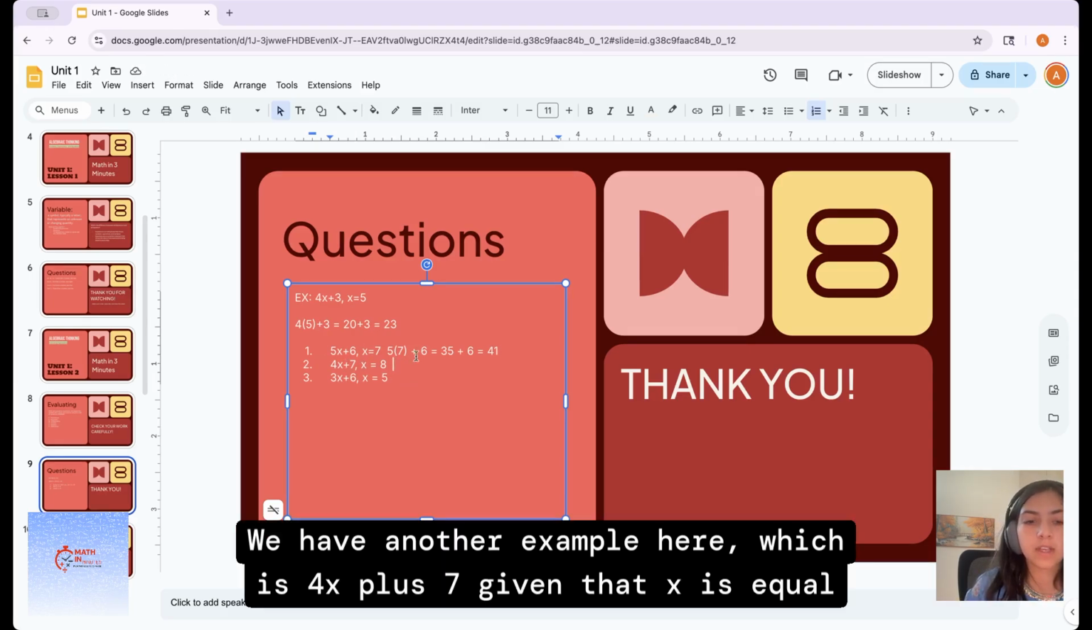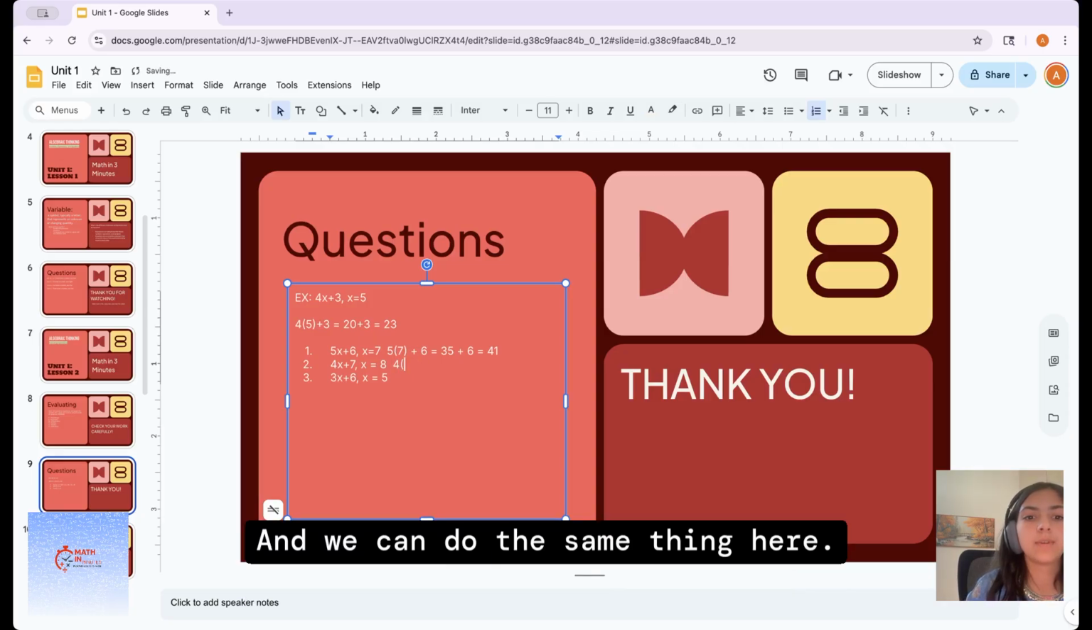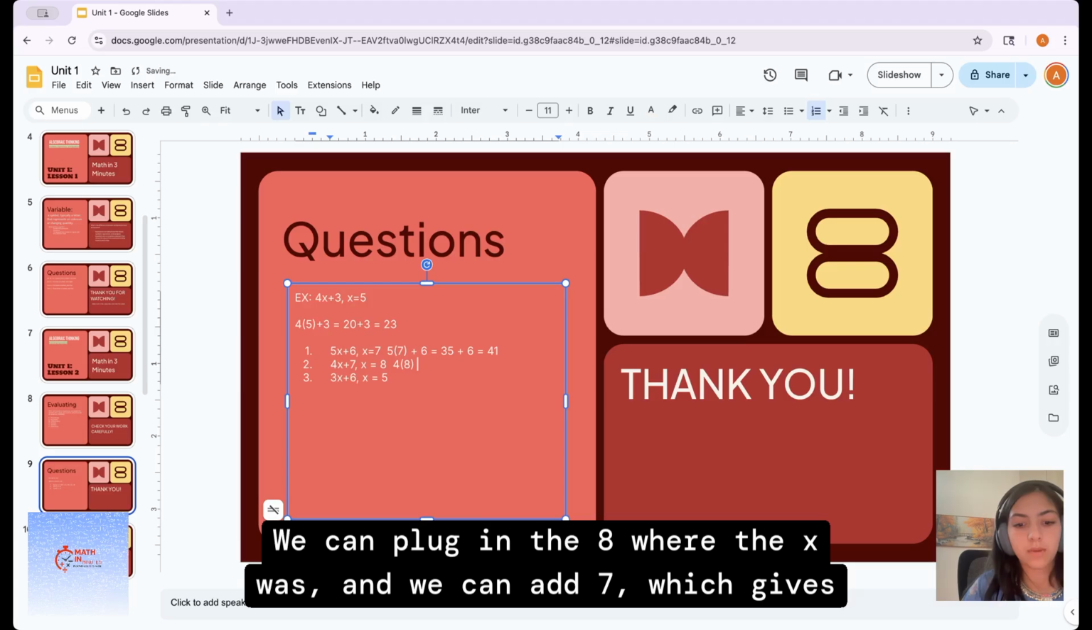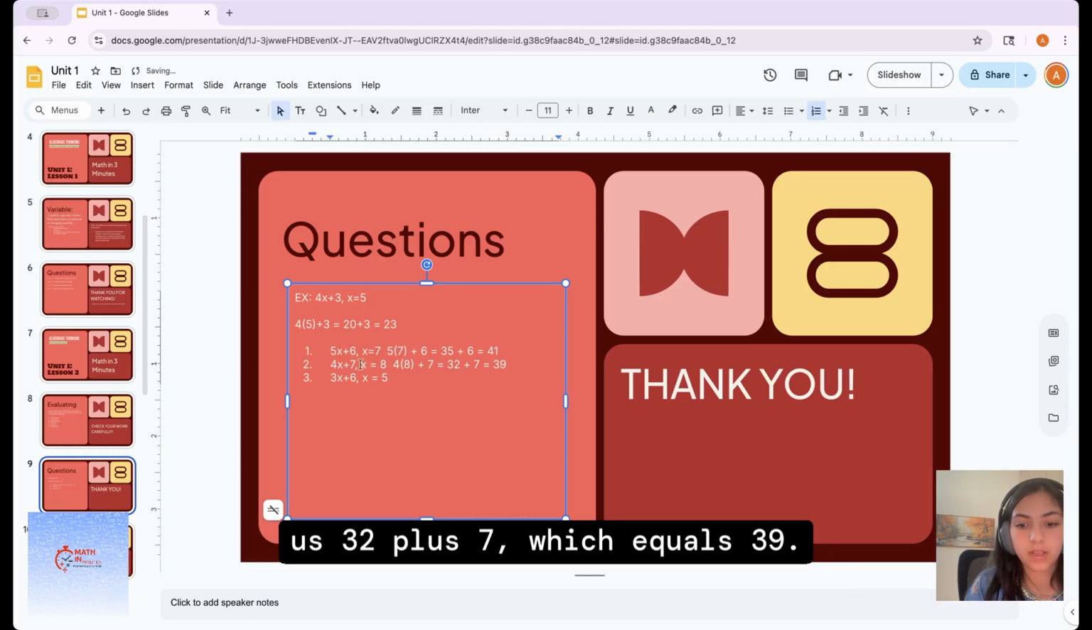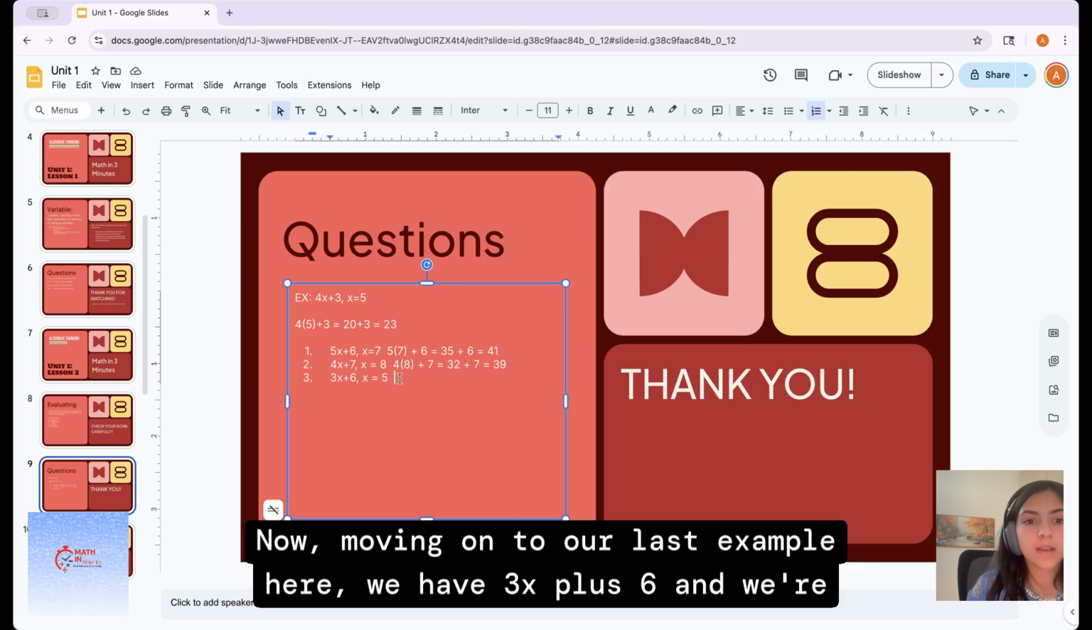We have another example here, which is 4x plus 7, given that x is equal to 8, and we can do the same thing here. We can plug in the 8 where the x was, and we can add 7, which gives us 32 plus 7, which equals 39.